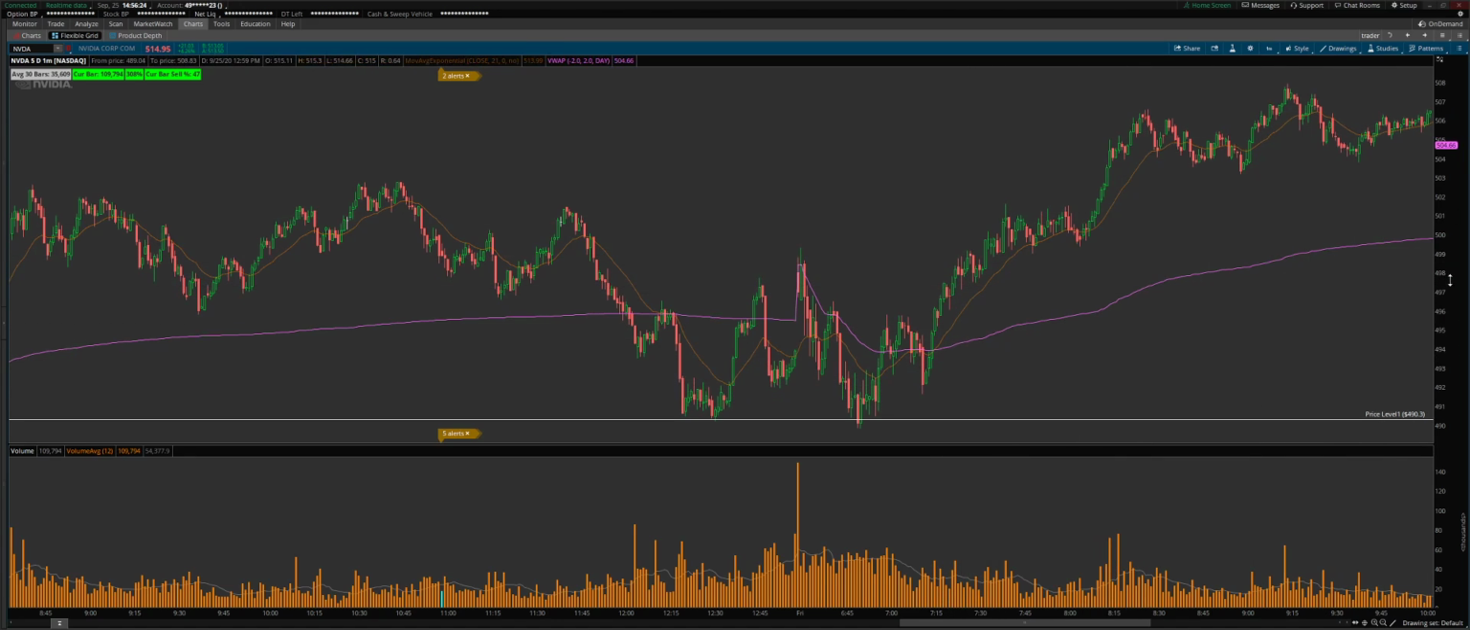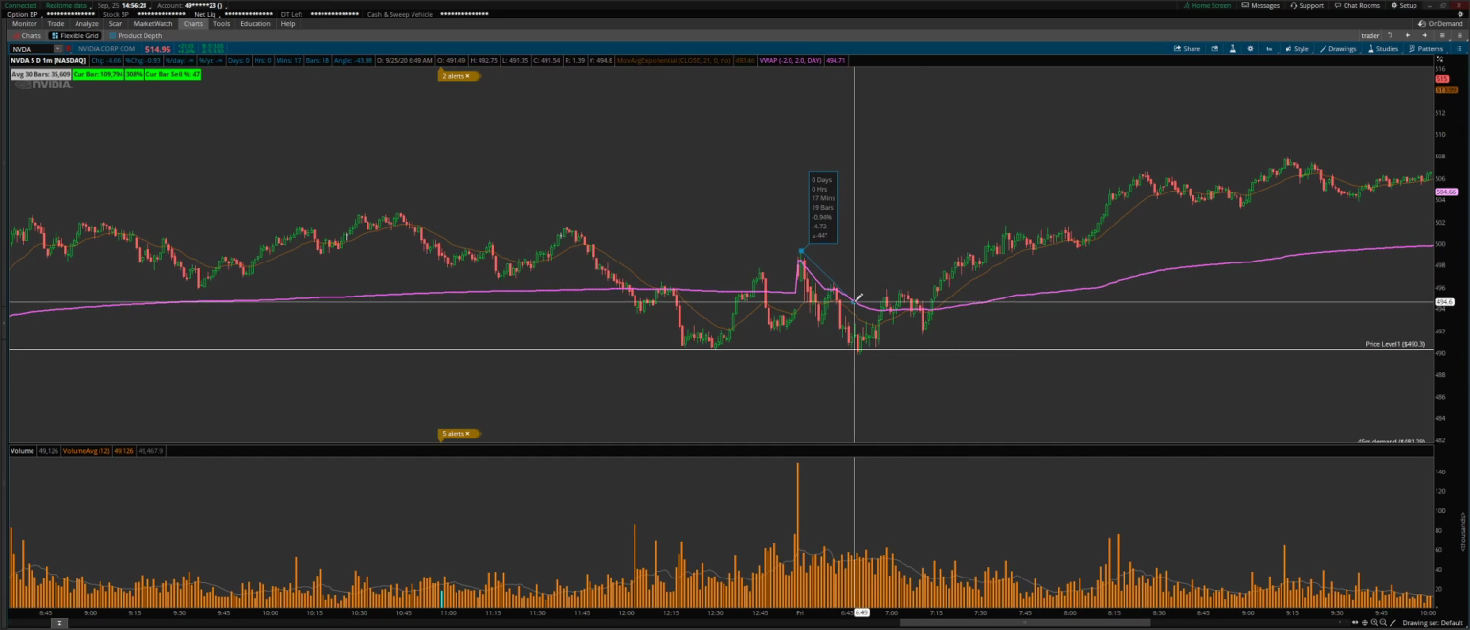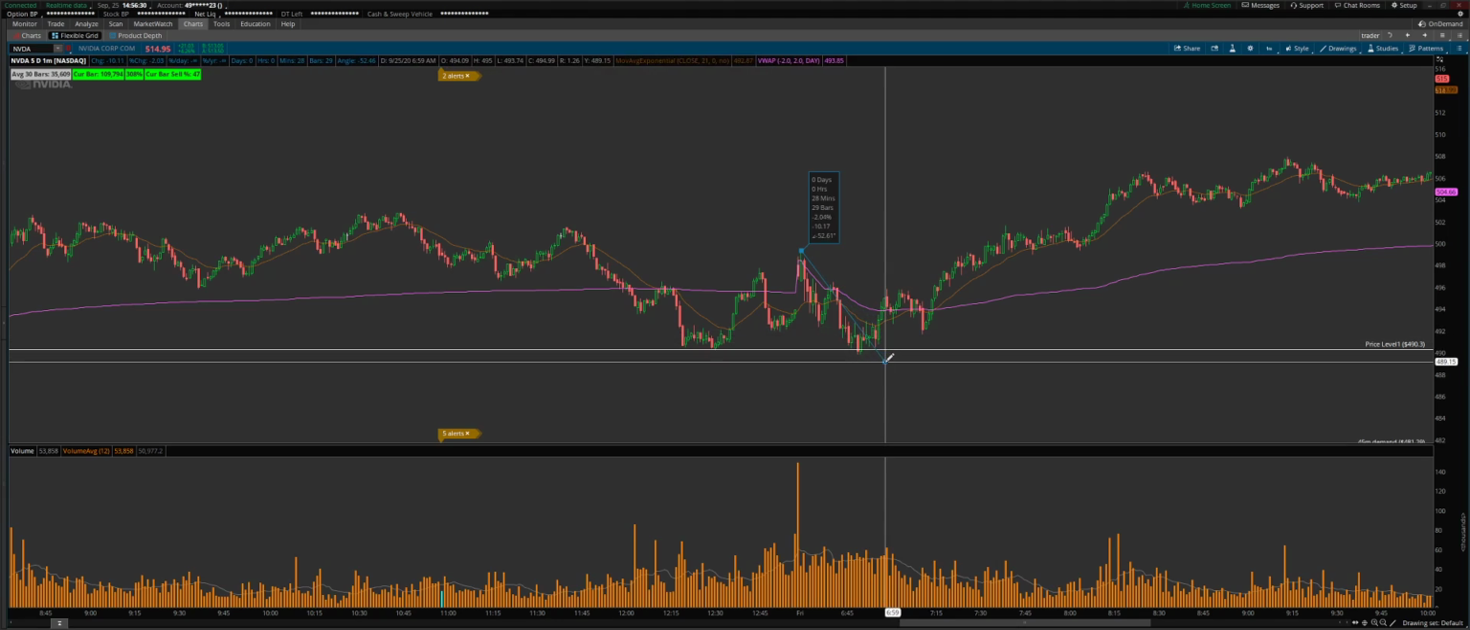So here, you can draw a trend line. Connect this high. Let me accurately draw it out.